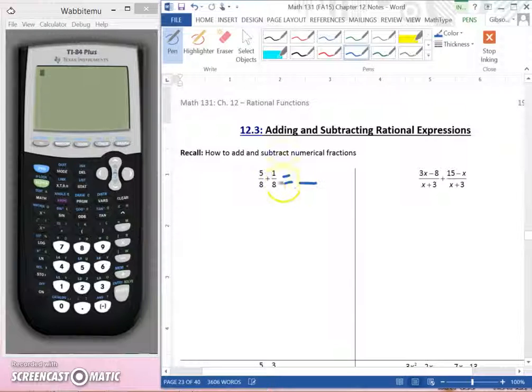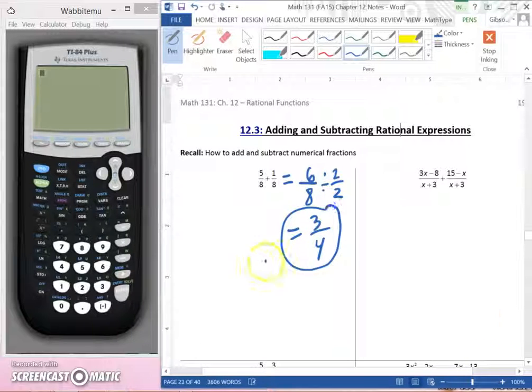So, we will add these. We have to carry over the 8, and 5 plus 1 is 6. Now, we know we are not done because 6/8 can be simplified. So, what we could do to simplify this, 6 and 8 both have 2 in common. So we could divide both by 2, and it would give us 3/4. So this is our final answer.